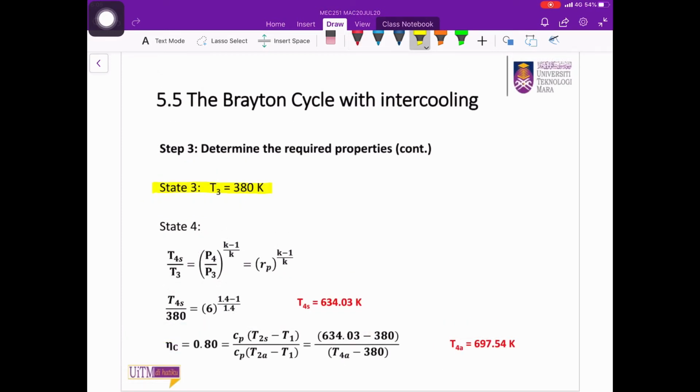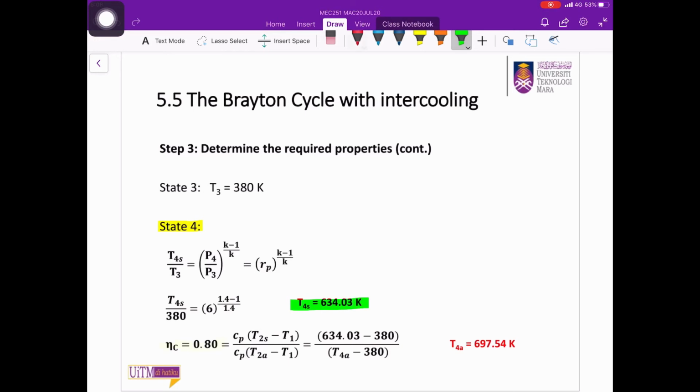The temperature at state 3 also has been given from the question, which is 380 Kelvin. In order for us to find the actual temperature at state 4, first we are going to find the value of T4S by using the isentropic relation between temperature and pressure. And note that P4 over P3 is equal to the pressure ratio Rp.